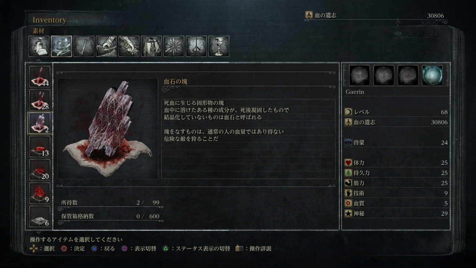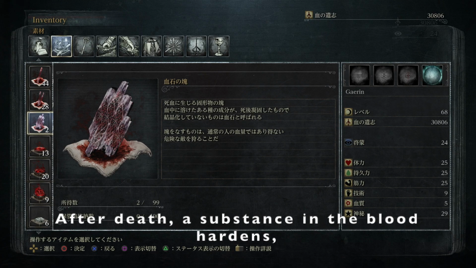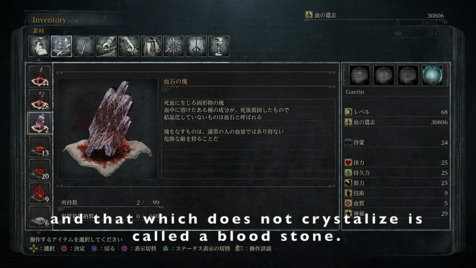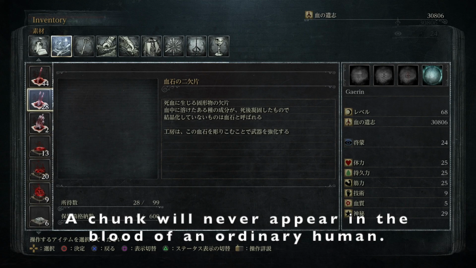But on to the next item. Bloodstone lump. A lump of a solid body that is born in death blood. A certain substance dissolved within blood that coagulates after death and does not crystallize is called a bloodstone. Those which produce lumps never have the quantity of blood of a normal human.